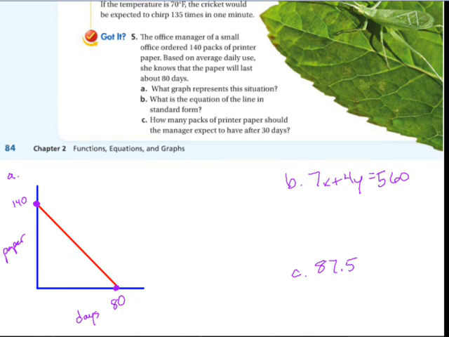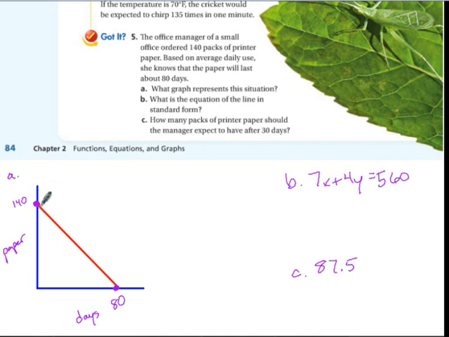Alright, so here's what I got for my quick graph here. It looks like this. The equation in standard form looks like this. And after 30 days, I would expect there to be about 87.5. So here's how I got, people jump out right away, 560. How'd you get that number, right? So let's take a look.